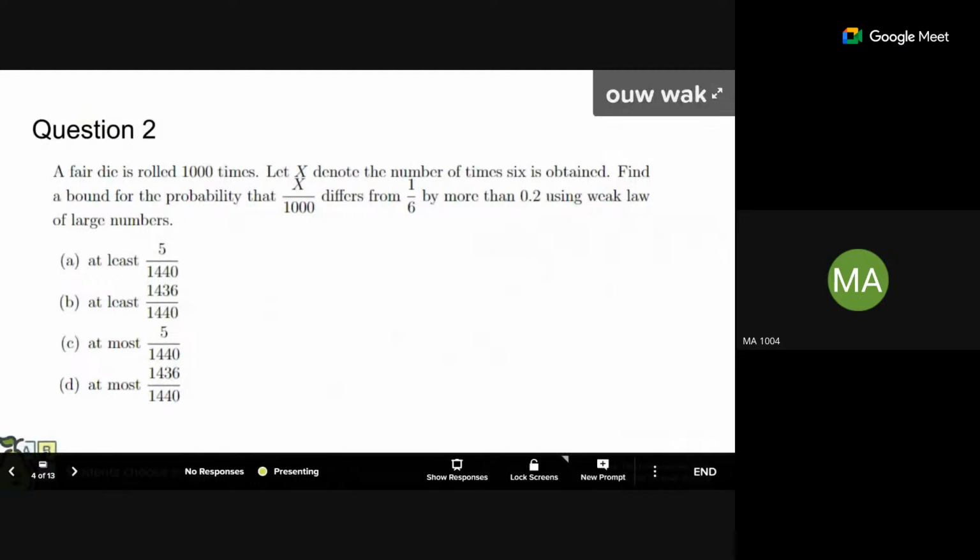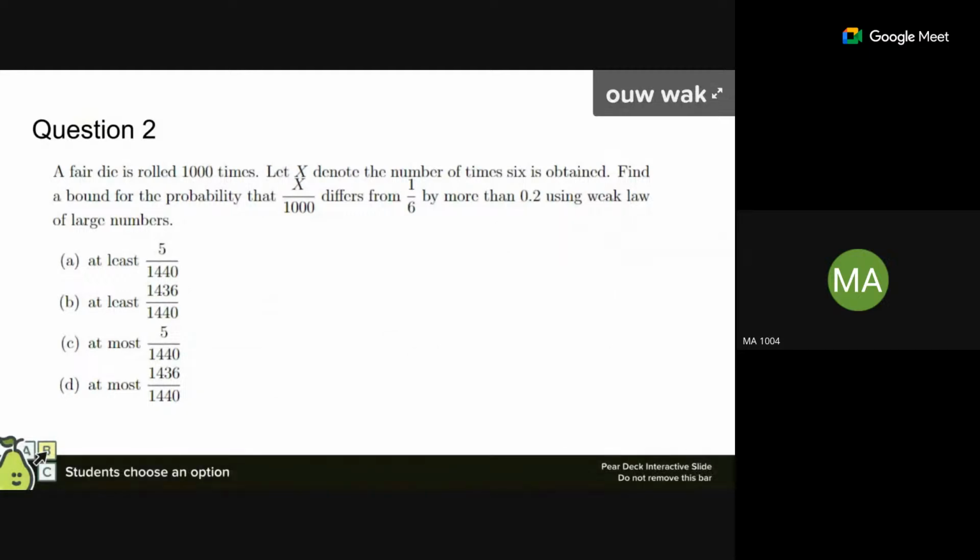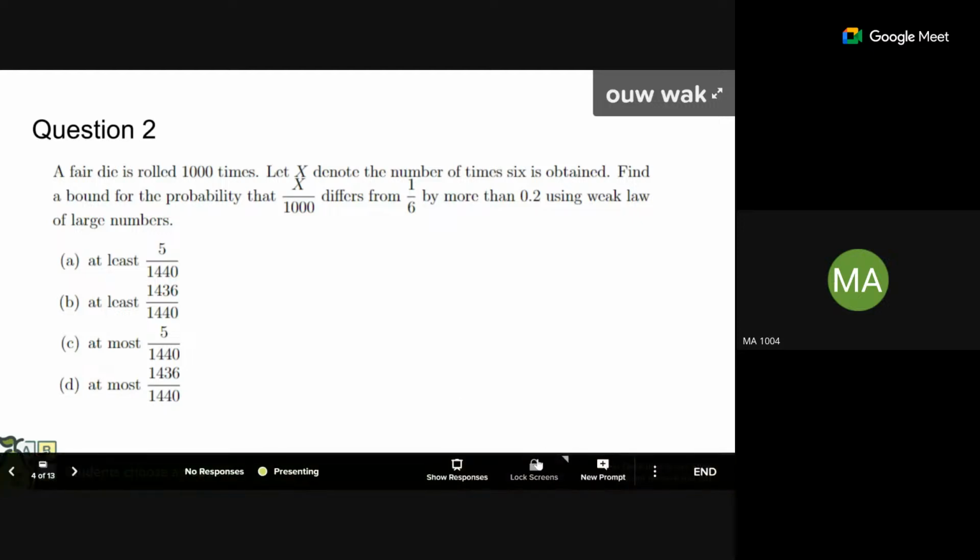So question number 2. A fair die is rolled 1000 times. Let x denote the number of times 6 is obtained. Find a bound for the probability that x by 1000 differs from 1 by 6 by more than 0.2 using weak law of large numbers. Did you guys get the question? What it wants to ask?